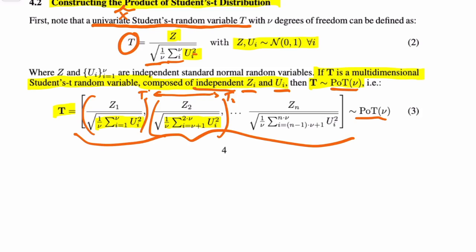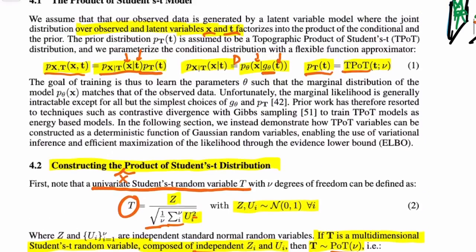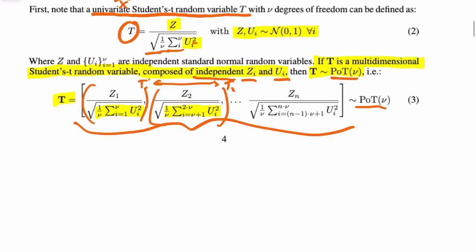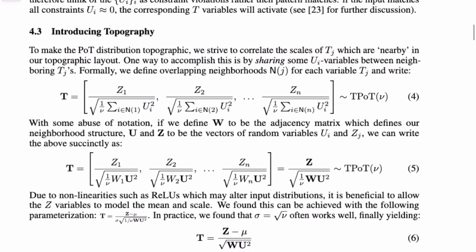So this is a way how we can construct latent spaces where some of the variables are actually correlated, or in some other way have higher order correlations with each other, meaning that the value of one is not independent from the value of the other one. And that is pretty much the basis for what we want for constructing these topographic latent spaces. So here they say introducing topography.